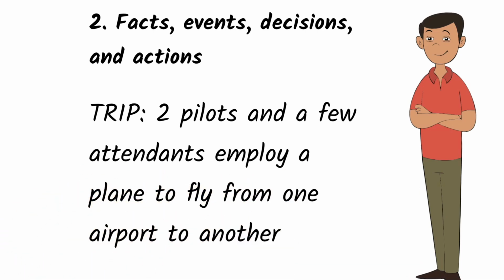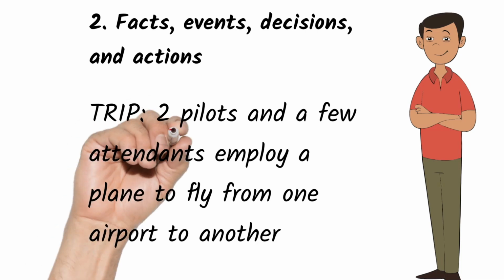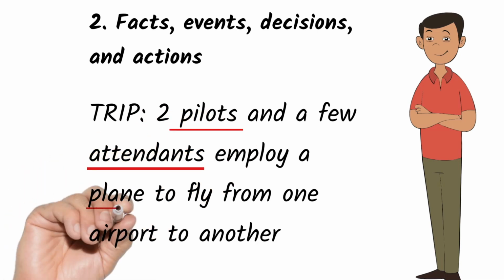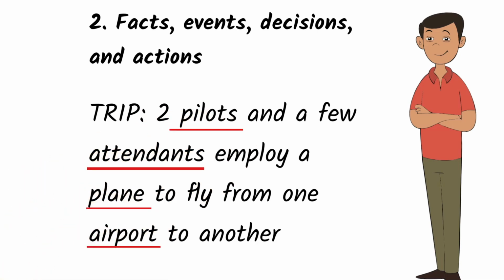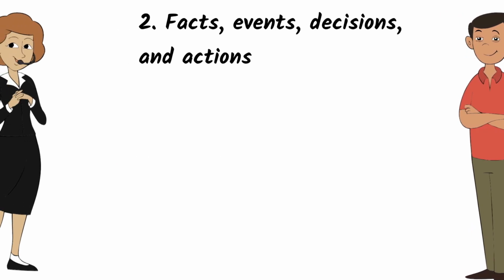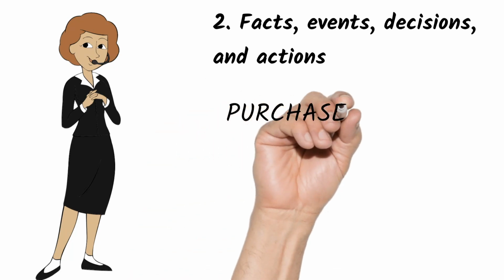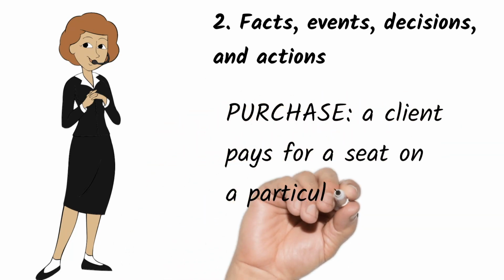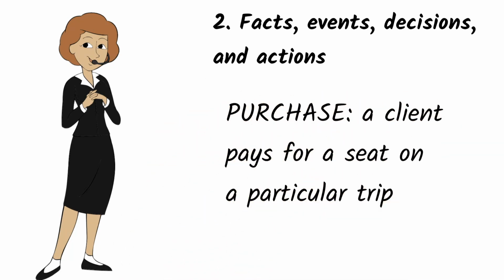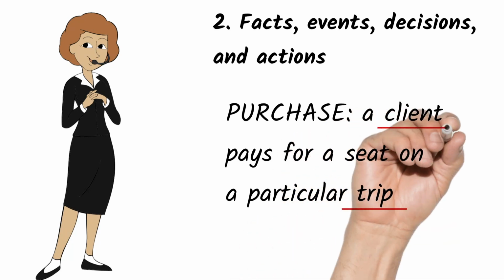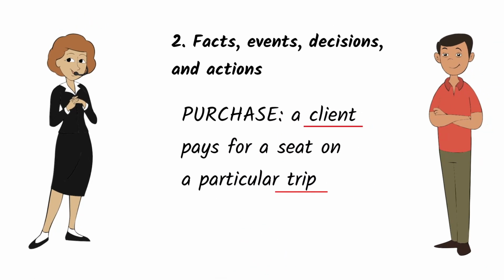There is an event which is called trip. From its definition, we identify individuals and objects that are directly related to it. They are pilots, flight attendants, planes, and airports. So, those are the relations between this event and the other elements. Another example would be a purchase of a trip. Purchase. A client pays for a seat on a particular trip. So it is clear that purchase events are related to trips and clients. Those are relations that should be reflected in our database design.